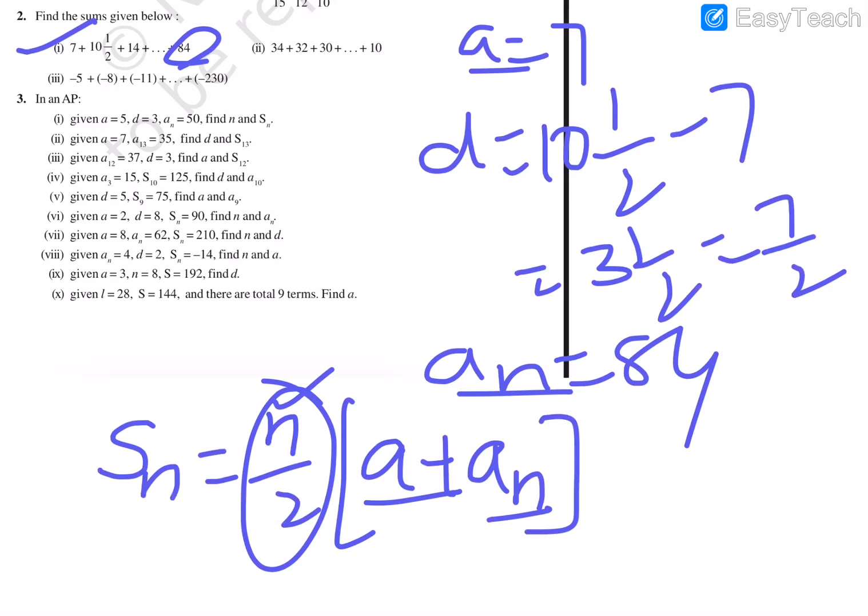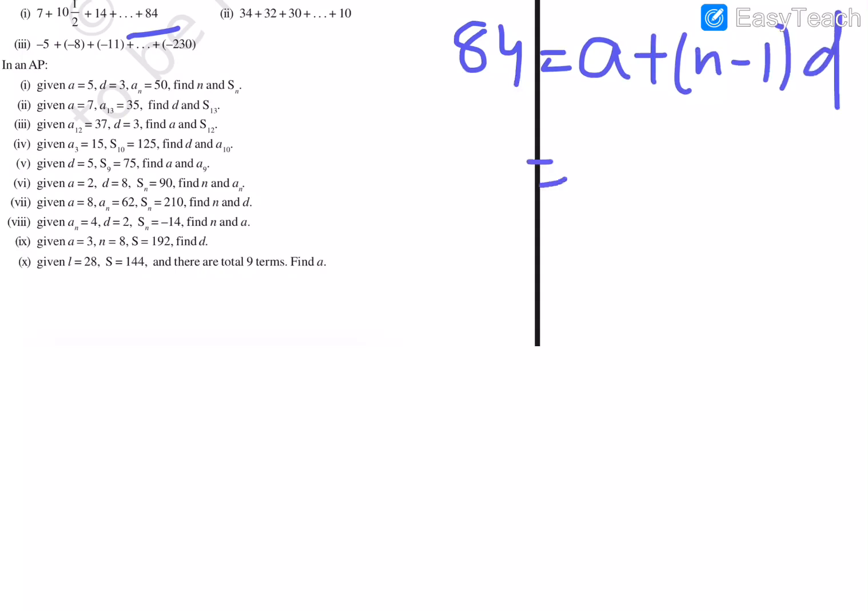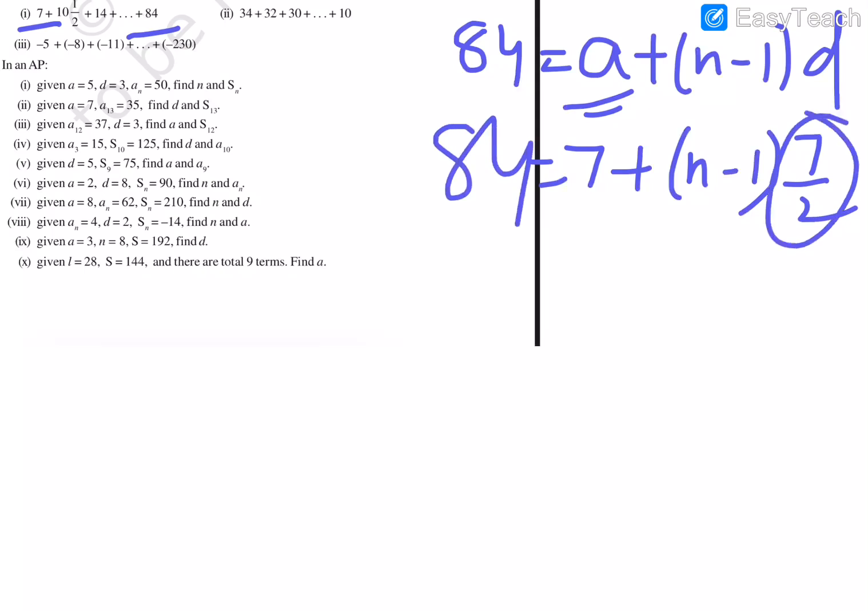For that we will have to find n, as we used to find it in the previous video. We have said how to find out n when an is known. Let's do it once. Now our primary task is to find n. For that, 84, the nth term, is equal to a plus n minus 1 into d. What's our a? Our a is 7, plus n we don't know, minus 1, into d, which is 7 by 2, what we got there. So 84. Let's move this 7 to the other side. 84 plus 7 transfers to the other side and becomes minus 7. That is 77 is equal to n minus 1 into 7 by 2.